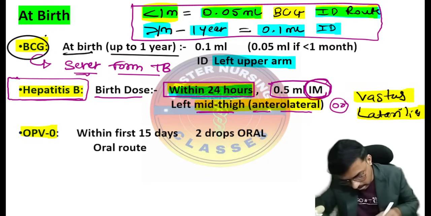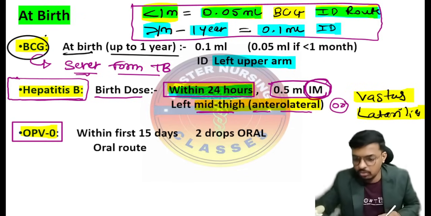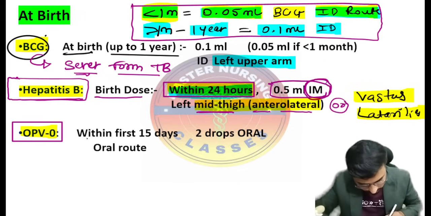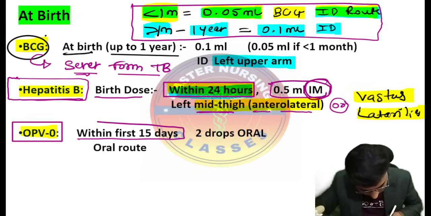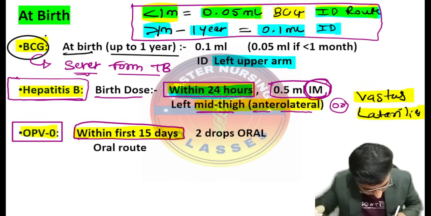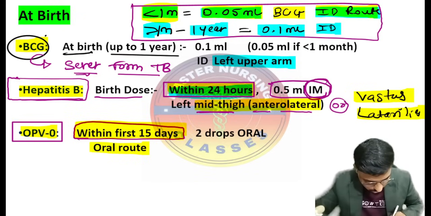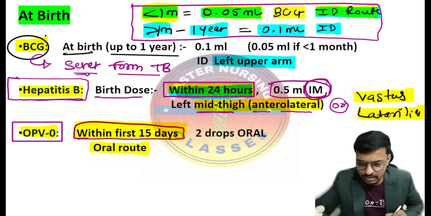Next comes the oral polio vaccine dose number 0. The OPV 0 dose we give within 15 days. The examiner's favorite question: within how many days do we need to give the birth dose of the oral polio vaccine? The oral polio vaccine birth dose should be given within 15 days, very important. How do we give it? By the oral route; the name itself tells us it is the oral polio vaccine.